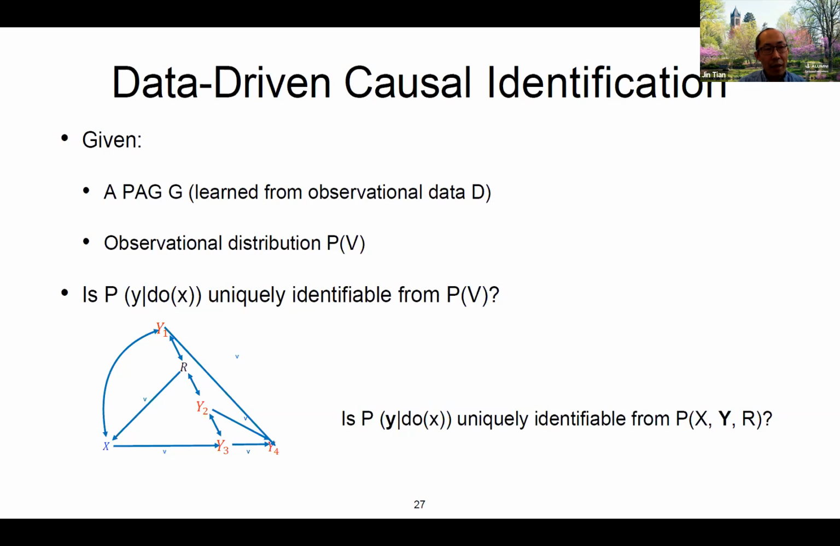there might be different graphs which agree on P(V), but they disagree on the causal effects. If they are identifiable, it means that in all the causal graphs in the equivalence class, they both agree on the distribution and agree on the causal effect.